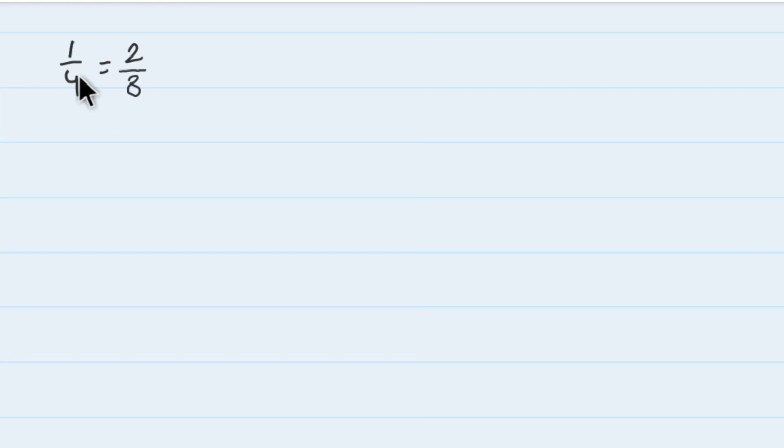If we multiply the denominator of one fraction to the numerator of the other fraction, that is 4 times 2, it's 8. And similarly, if we multiply the denominator of one fraction to the numerator of the other fraction, 8 ones are 8, and if their answers are equal, then we will say that the two ratios are equal and it forms a proportion.